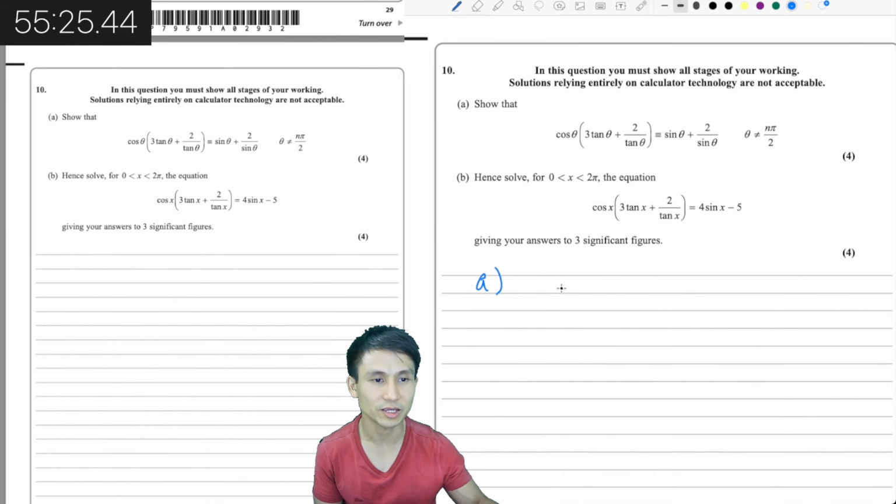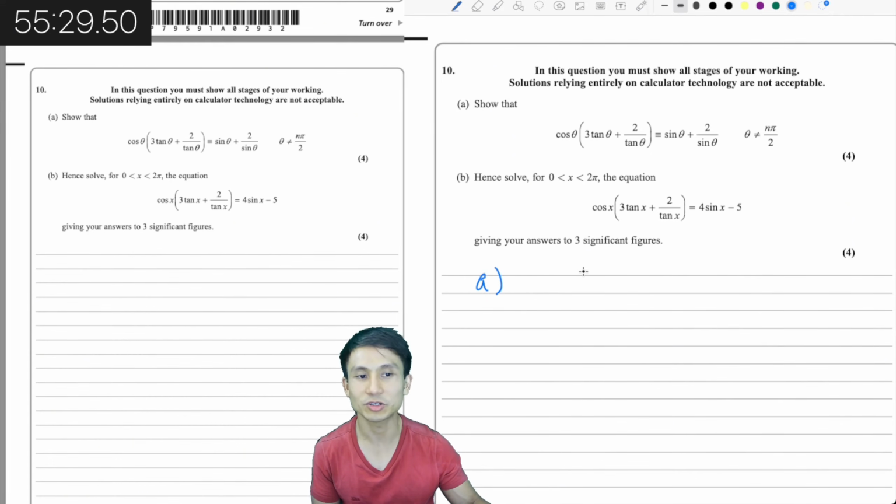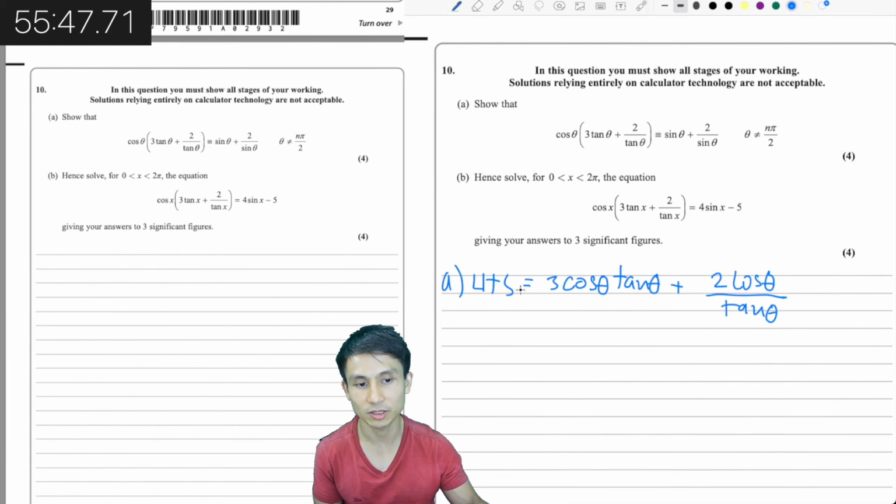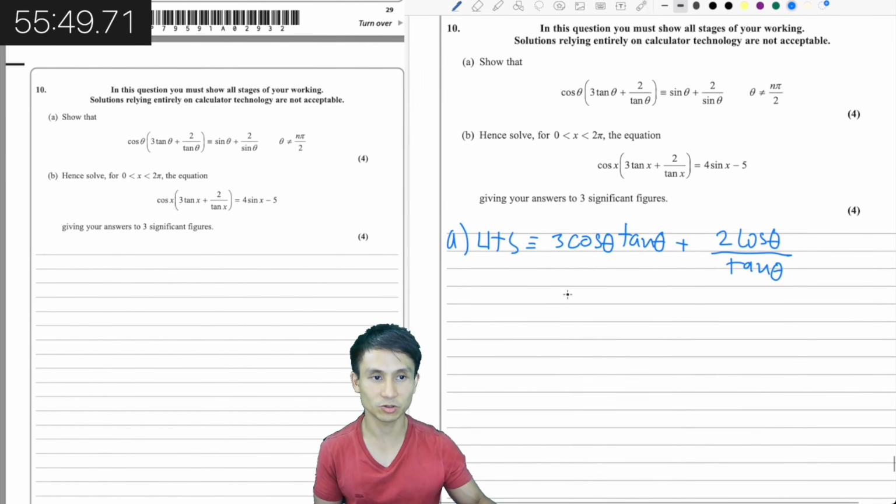So this is a trig equation. My gut tells me that we just expand. So 3 cos theta tan theta, and then plus 2 cos theta and tan theta here. So this is just to say that we do it from the left-hand side, which is usually the one that we should do.